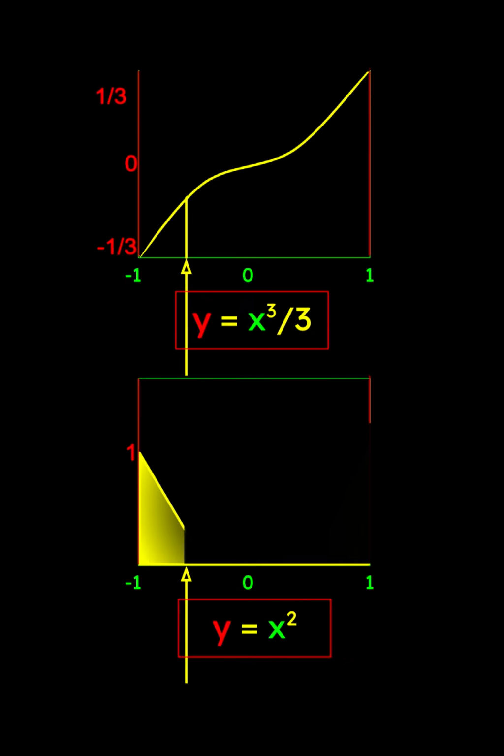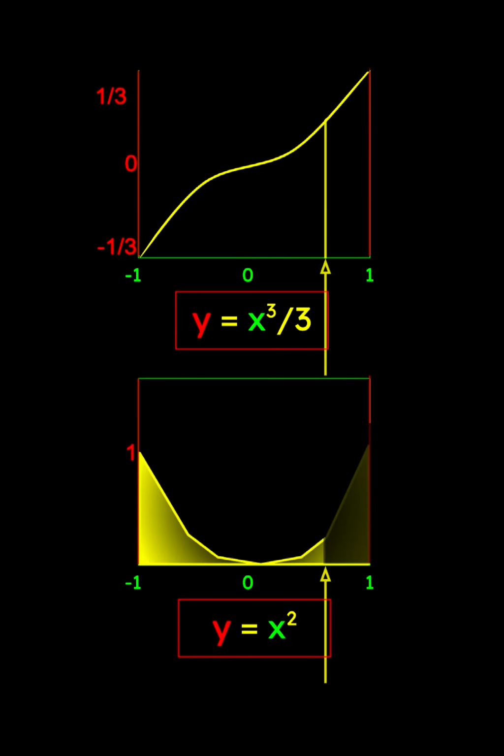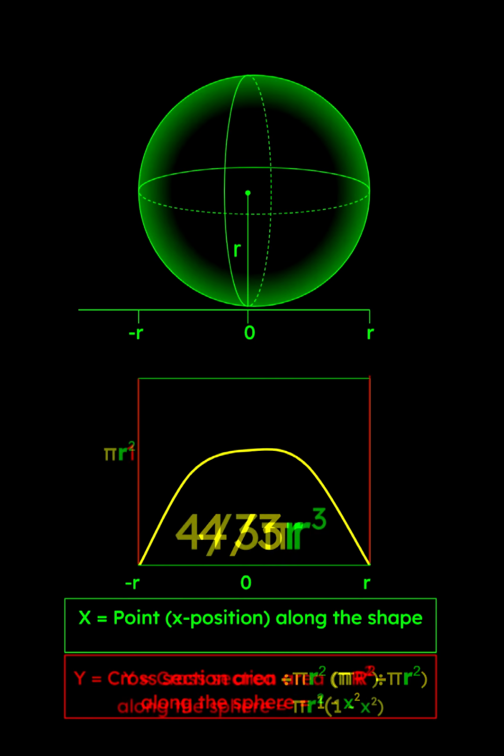Finding out that the graph that does this is x cubed over 3, however, is an entirely different process, which is for another time. But multiplying everything back on, scaling it back up to the full, we get the area under the graph, and thus the volume of the sphere is 4/3 pi r cubed, and that is the answer.